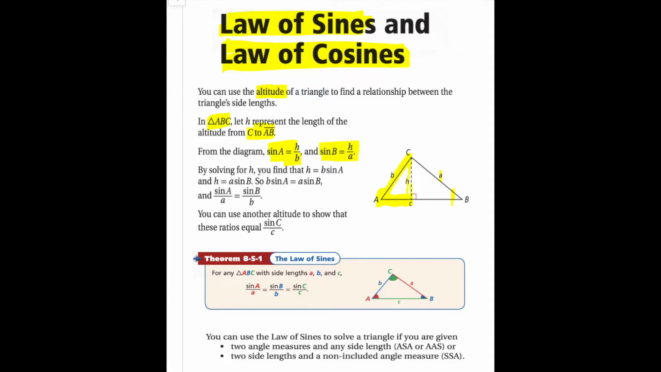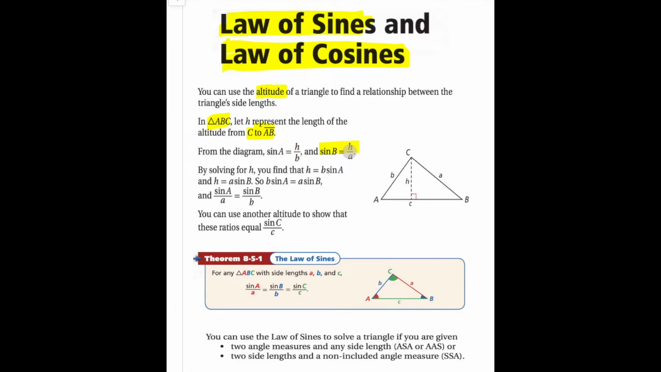I don't know if you have noticed. We took the side opposite to angle A as lowercase a, and the side opposite to angle B is lowercase b, and the side opposite to angle C is lowercase c. So you need to notice that because that is the pattern we are going to follow. So by solving for h, you find that h is equal to b times sine A.